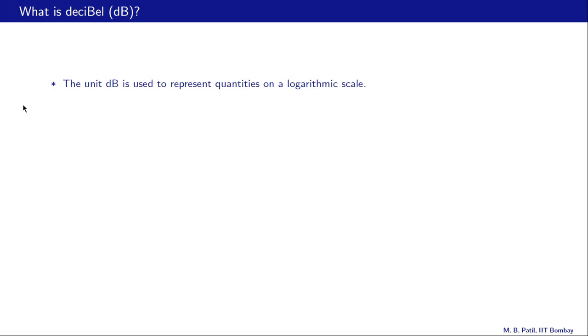We are now going to look at how to plot things like gain of an amplifier as a function of frequency. And before we do that, it is useful to look at this unit called decibel, or dB in short. The unit dB is used to represent quantities on a logarithmic scale as opposed to a linear scale. Because of the log scale, dB is convenient for representing numbers that vary in a wide range. For example, a quantity that varies from 0.1 to 10 raised to 5.